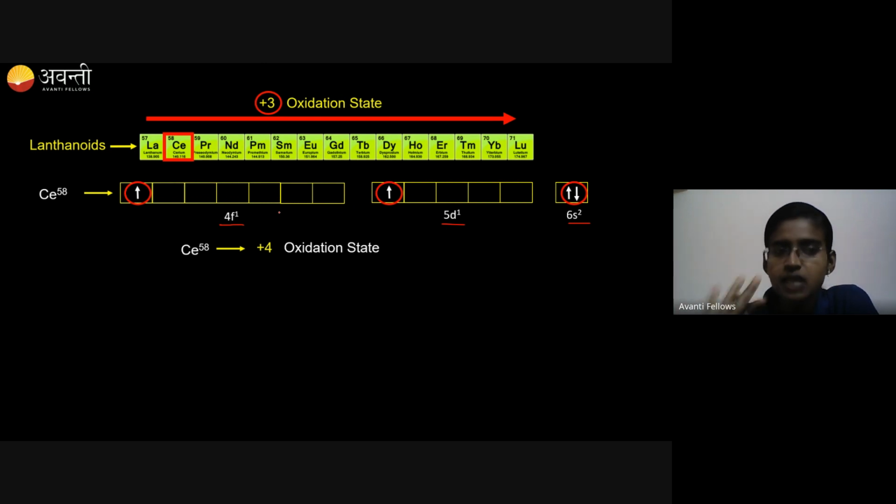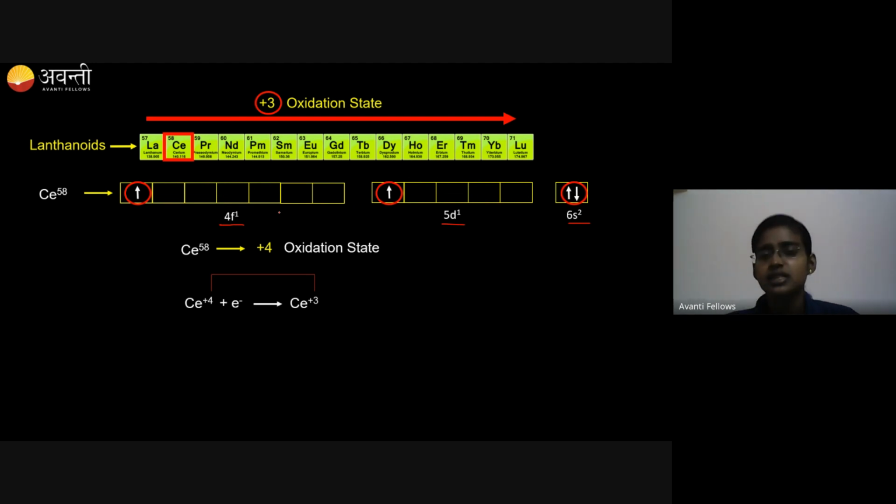So cerium will exist in +4 state. But since +3 is the most stable oxidation state for all the lanthanides, it gains 1 electron and acts as an oxidizing agent, turning to +3. The electron gaining species are called oxidizing agents, right? So they are oxidizing in nature, and it turns to +3 from +4.